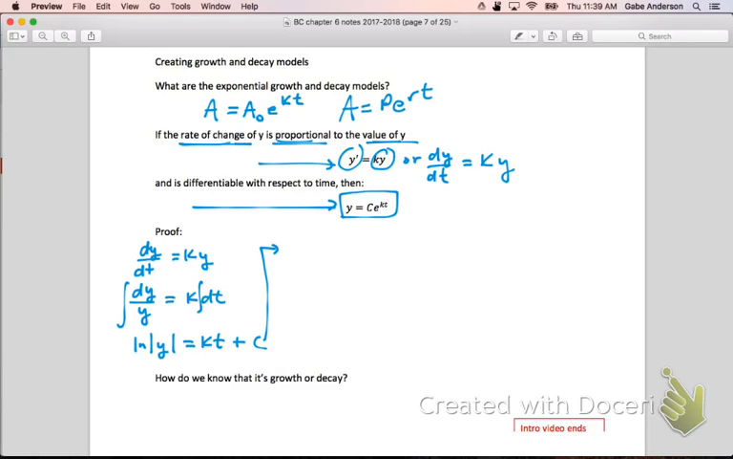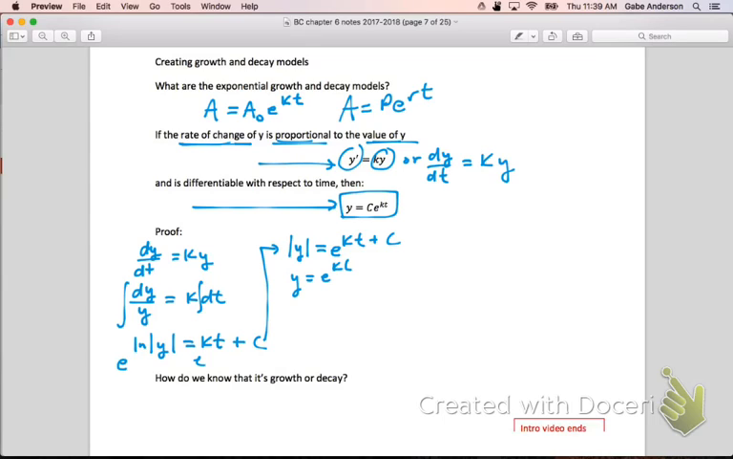So I'm going to e both sides: e to this, e to that. That's going to give me the absolute value of y is equal to e to the kt plus C. Let's keep this in mind: the y stands for the amount of whatever it is we're dealing with, and I don't think an amount could ever be negative. So I'm doing an absolute value of something that's positive, and I'm just going to get y here.